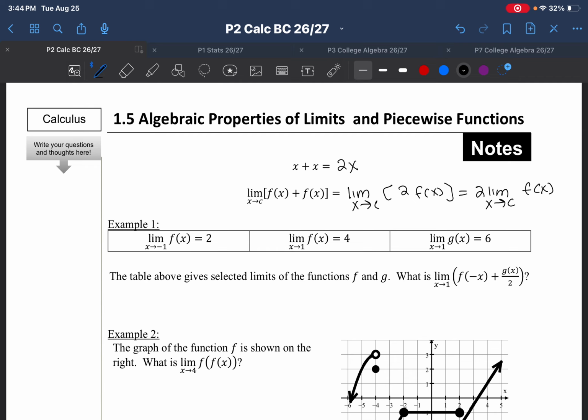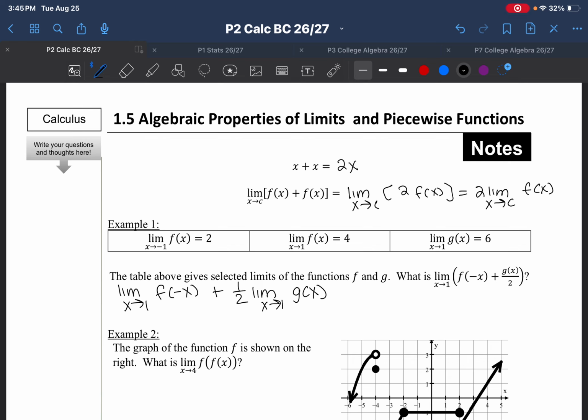It gives us the following limits, and it says the table above gives selected limits of the functions f and g. What is the limit of the following? Okay, well, the first thing we need to do is write this out. So we first are going to separate this into two limits. So we have the limit as x approaches 1 of f of negative x, plus, since we have divide by 2, that's technically a constant that we can take out, so plus 1/2 limit as x approaches 1 of g of x.